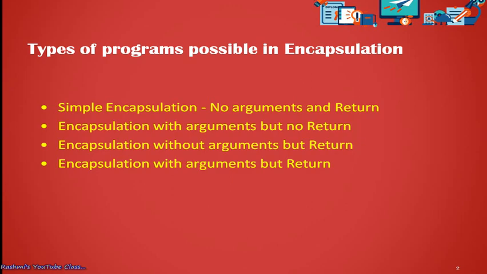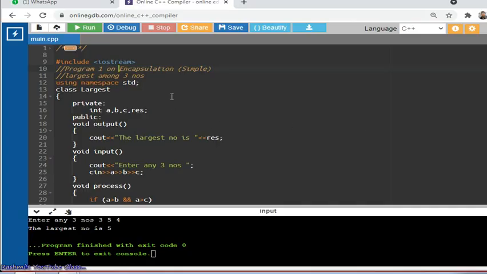It means the second concept which is written here, encapsulation with argument but no return. And the question I am taking is the same, largest among three numbers. So let's go to the editor. Here I am writing program number 2 on encapsulation, and here I am specifying function with argument and no return. Fine. Or you can write but no return.